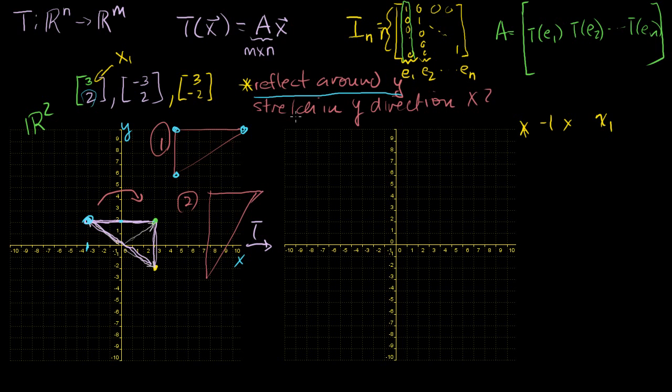And then stretching in the y direction. So what does that mean? That means that whatever height we have here, I want it to be 2 times as much. So right here, this coordinate is 3, 2. If I didn't do the first step first, I would want to make it 3, 4. I want to make 2 times the y-coordinate. So the next thing I want to do is 2 times the y-coordinate.